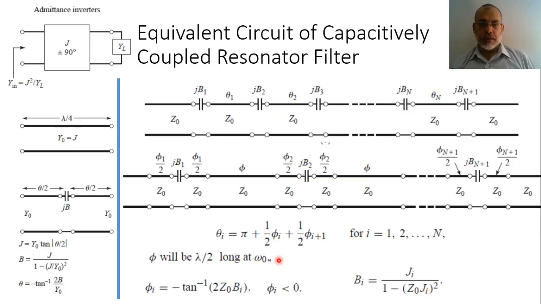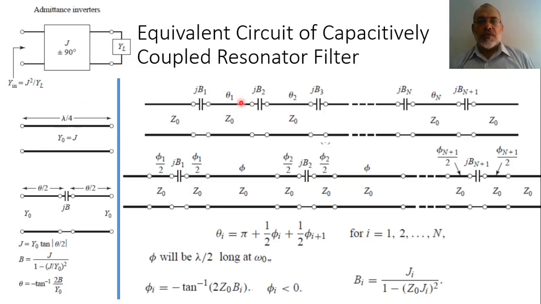This means that I'm going to replace each capacitor by a capacitor in addition to two transmission line sections, such that this capacitor with these two transmission line sections would correspond to an admittance inverter.